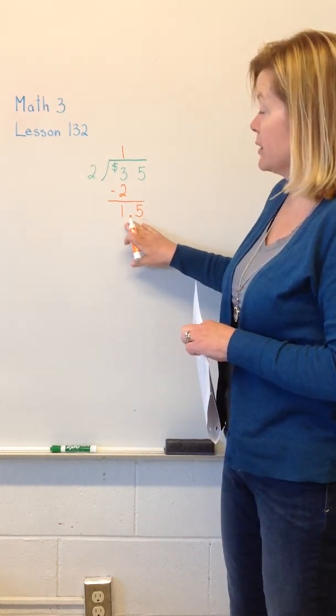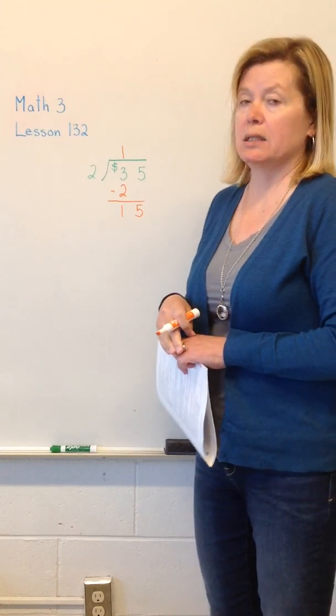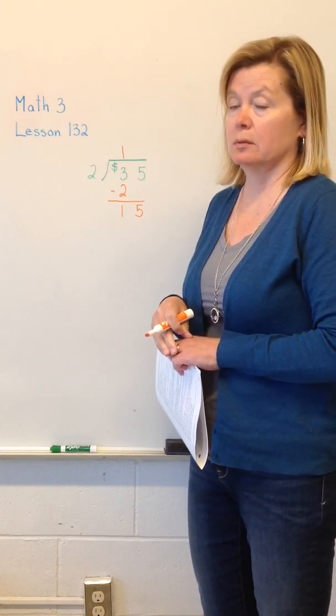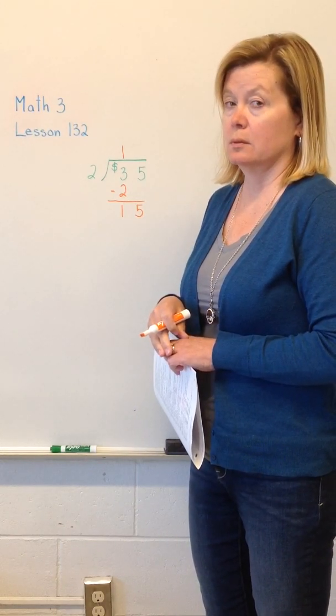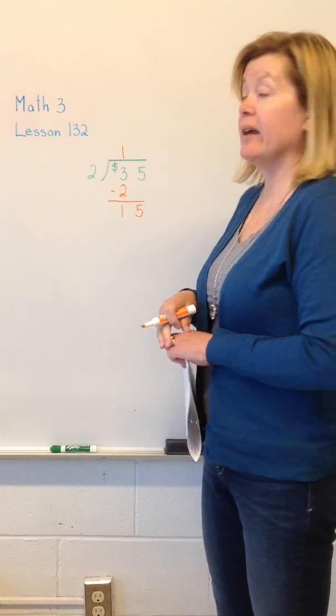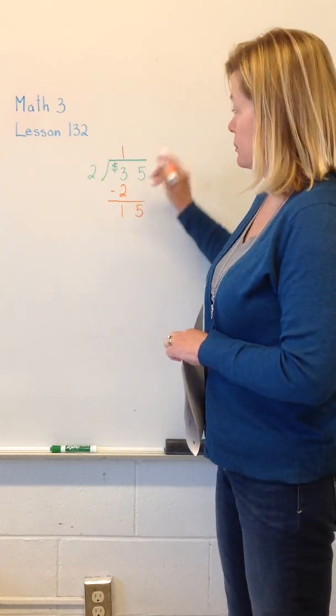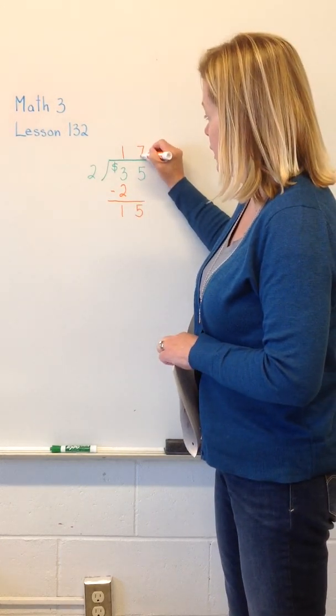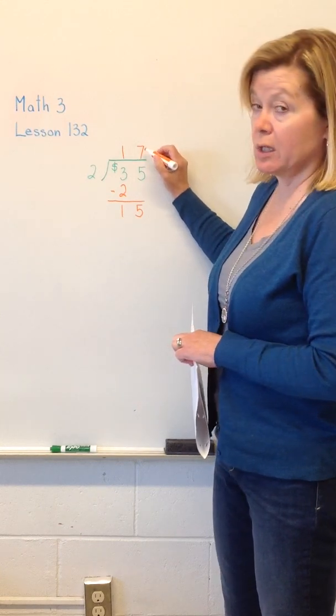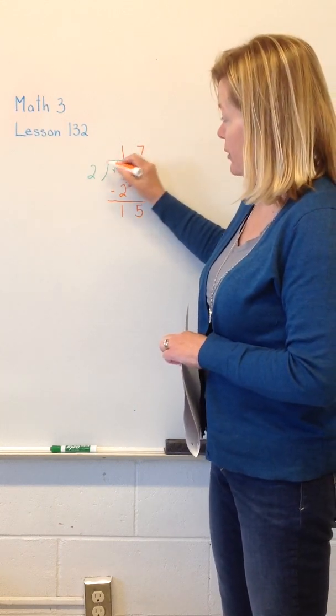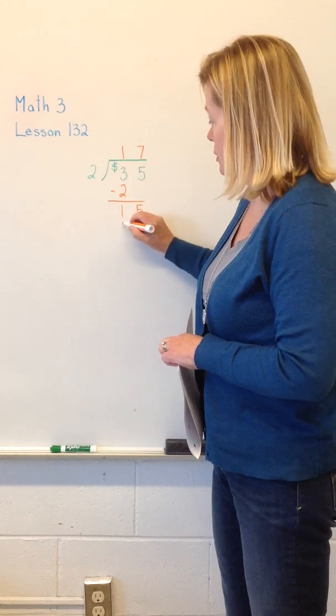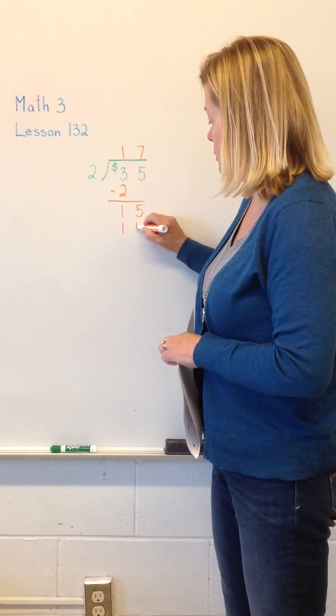So now we have 15 1s. How many 1s can each person have? They can each have 7. So we're going to put the 7 here. Remember, now we need to multiply. 7 times 2 is 14.